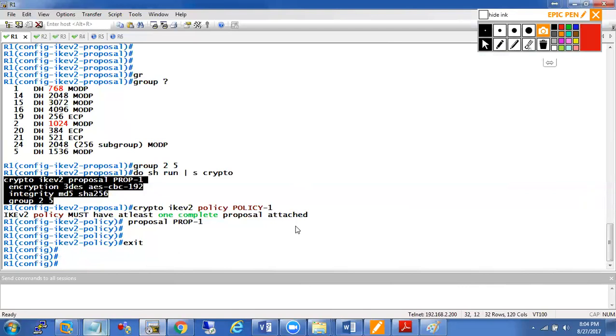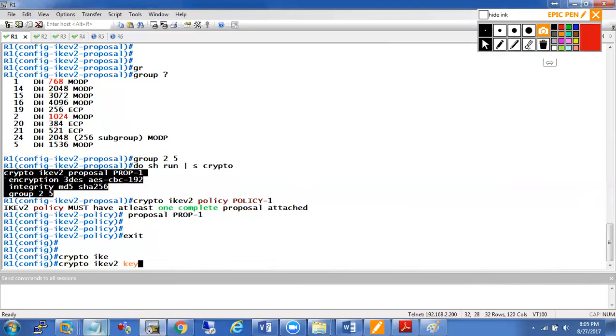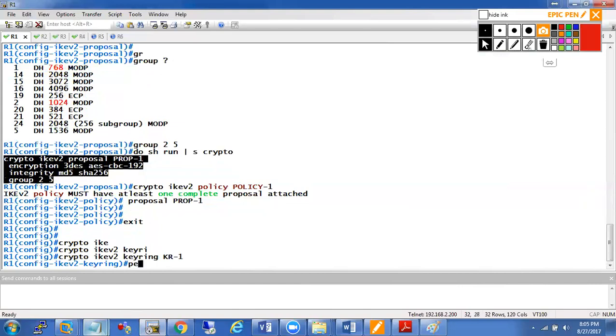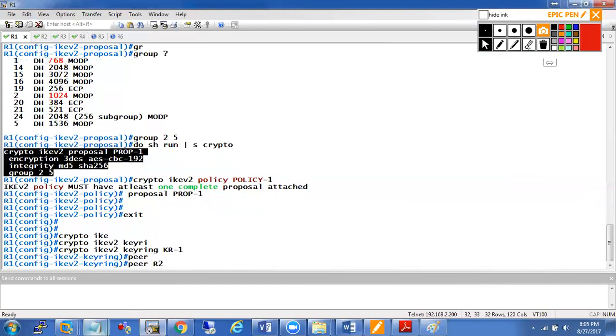But over here, I also have the ability to use asymmetrical keying in the sense that I'm going to use a different key from A to B and a different key from B to A. It's done inside what is known as a crypto IKE V2 keyring. Let's call it KR1, keyring 1. Peer, what am I creating this for? This is just a name. You can call it whatever you want.